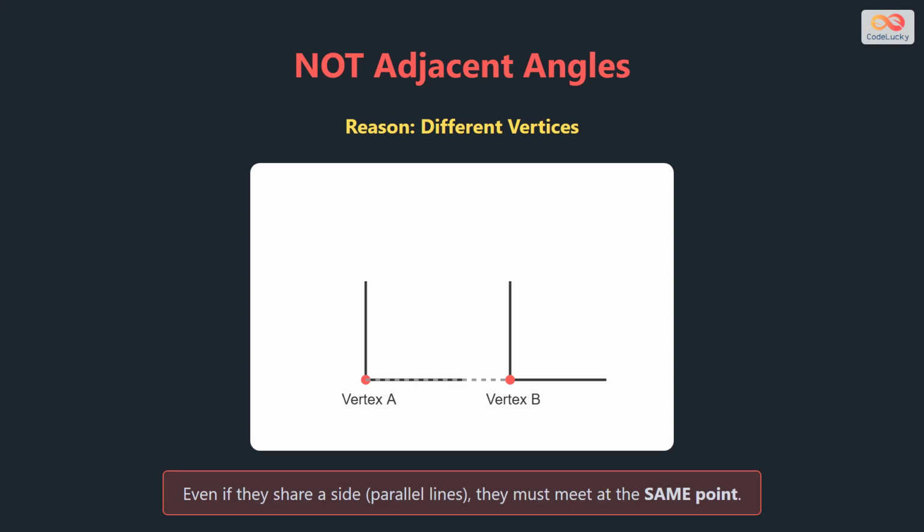Now let us look at what is not an adjacent angle. In this diagram, even though the lines look parallel and close, the angles start at two different points. Because they have different vertices, they are not adjacent.